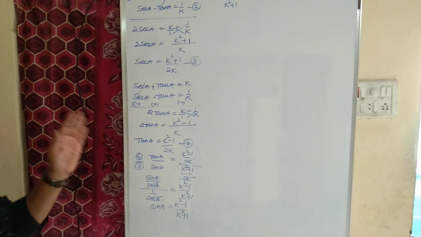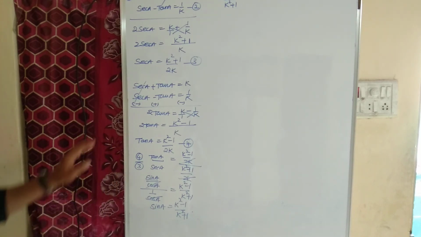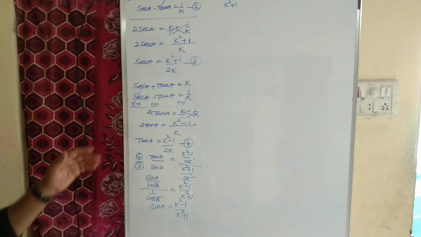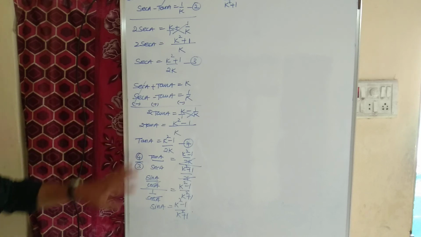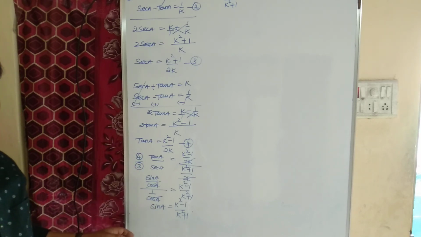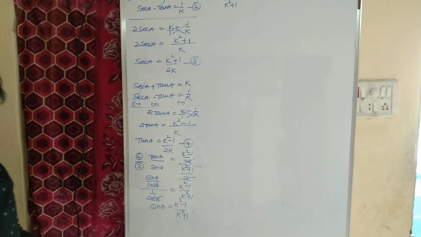Children, this question is the most important question. First we need to add, then we need to subtract. You will get 2 equations. Then we need to divide equation number 4 by equation number 3. Then you will get the value of sin a. Be careful, children. Practice twice or thrice.